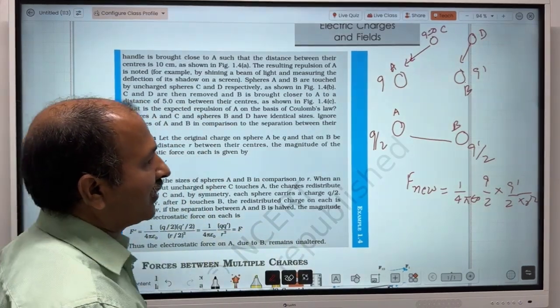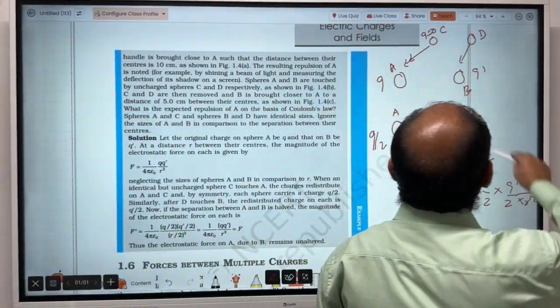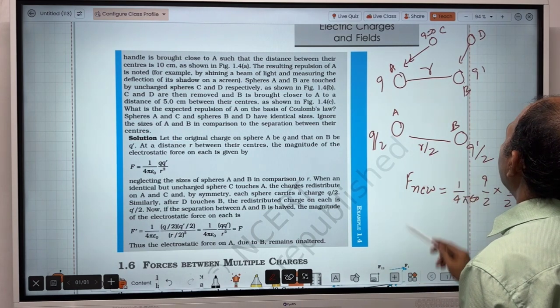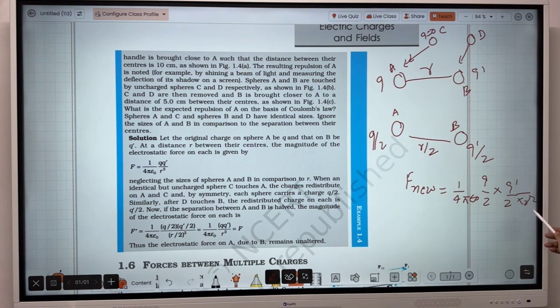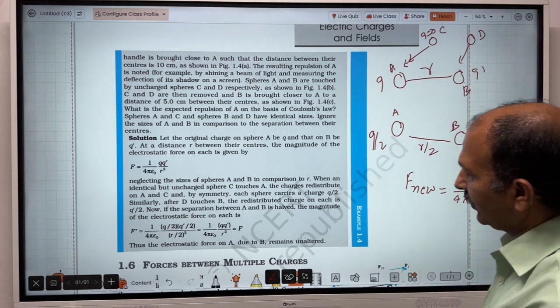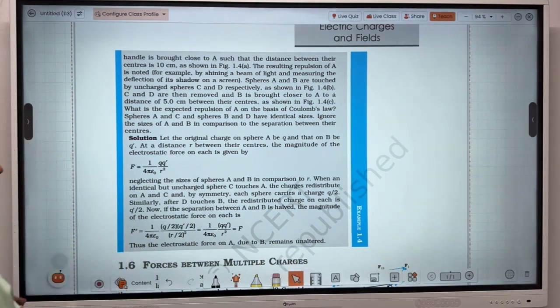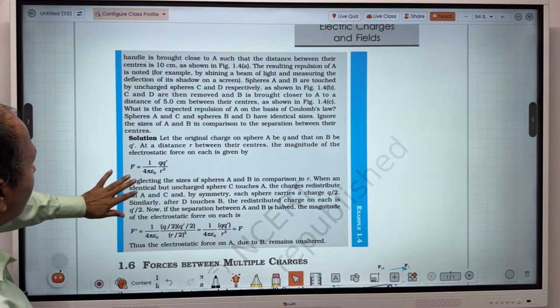One more thing. In place of R, suppose earlier the separation was R and now suppose it is made R by 2. Then what will happen? Here if we write R by 2, then it will get squared. So R square by 4, then these two terms will get cancelled and we will get the same force. I think you have understood. This question is quite good and you can do it.